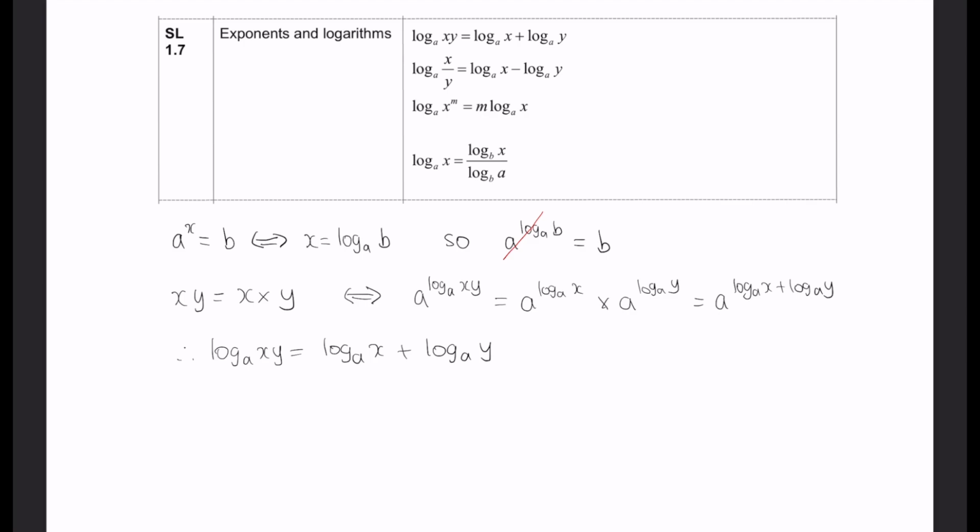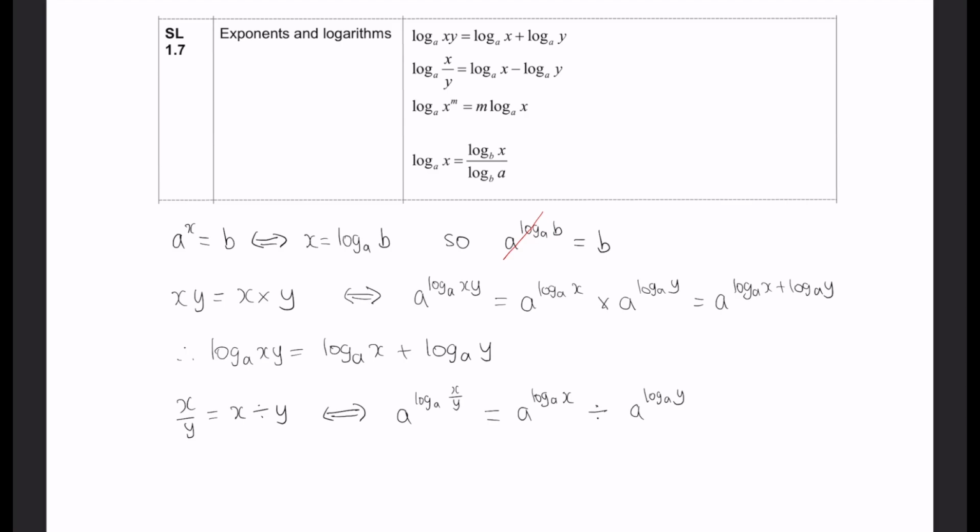Analogously, the equation x over y equals x divided by y is equivalent to the equation a to the power of the log base a of x over y equals a to the power of log base a of x divided by a to the power of the log base a of y.